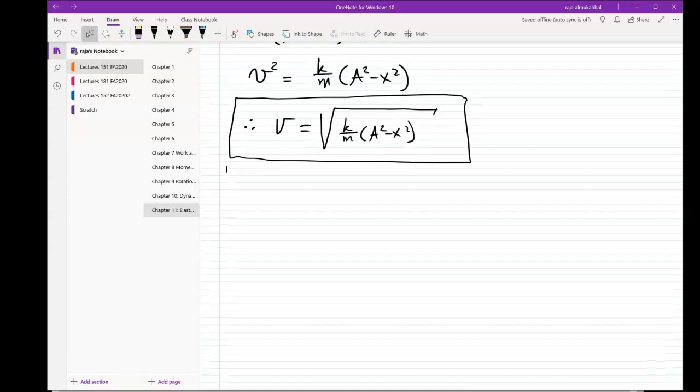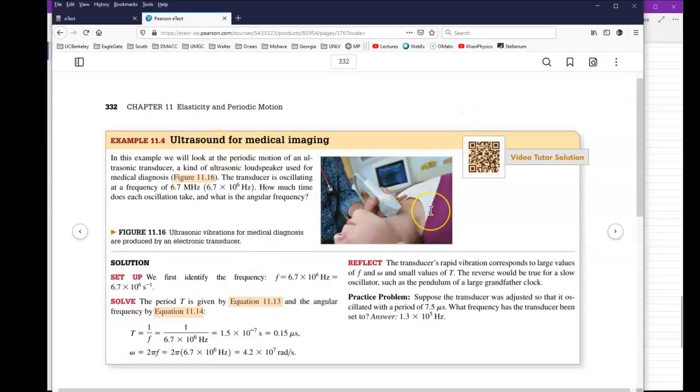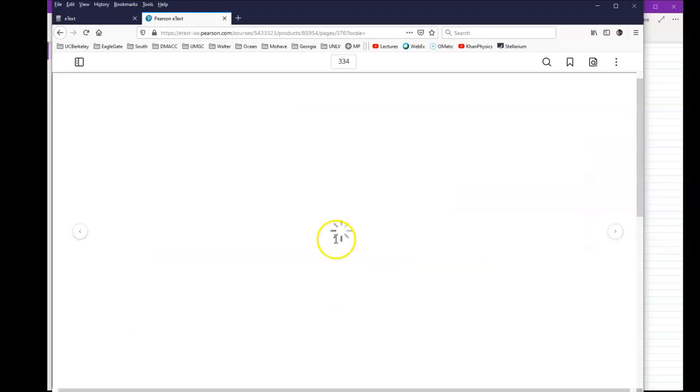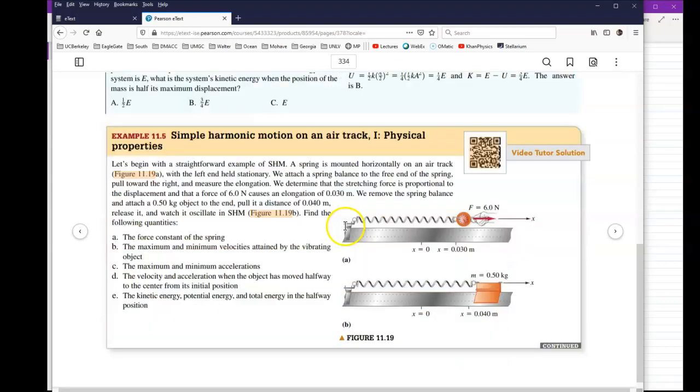we're going to look at a very good example in the book, example 11.5. Let's go back to the book. 11.5, page 334. Right here. Okay, let's read it first. It has lots of questions there. It says, let's begin with a straightforward example of SHM. Again, SHM means simple harmonic motion, periodic motion, oscillatory motion, and so on.